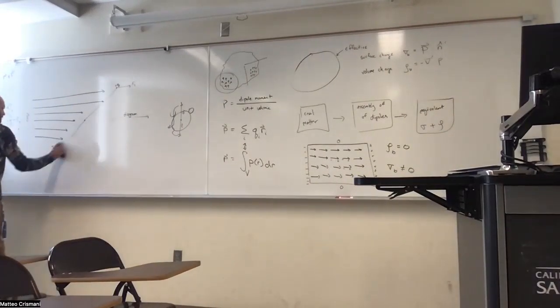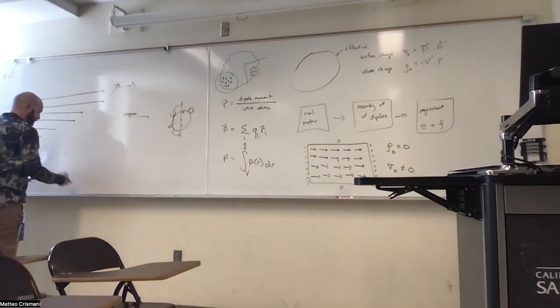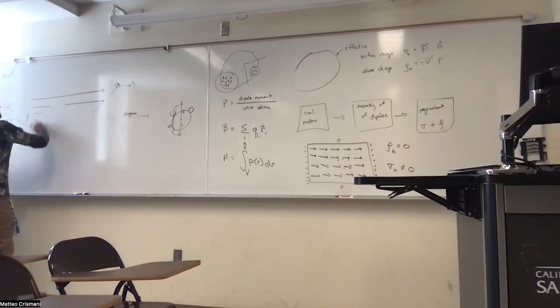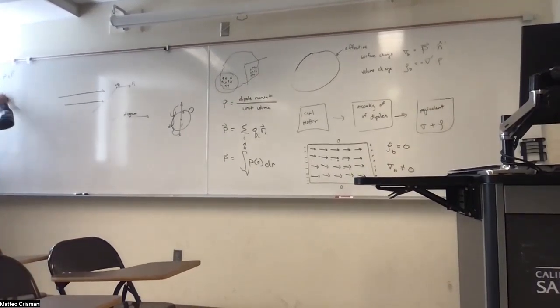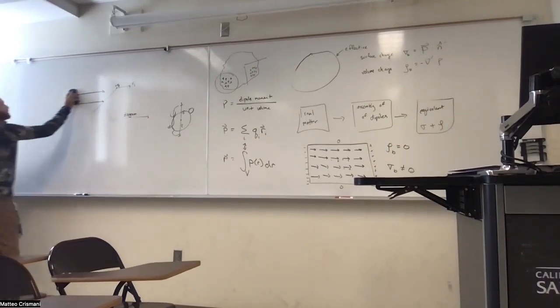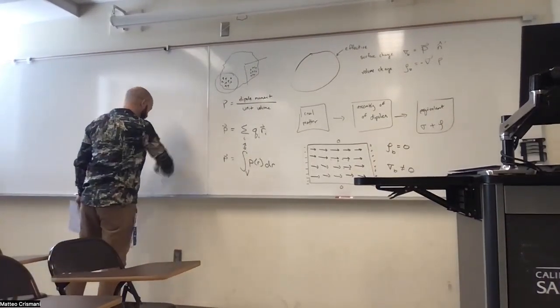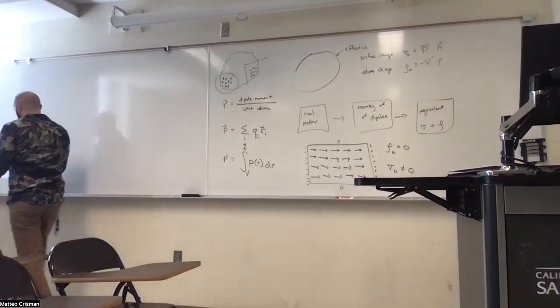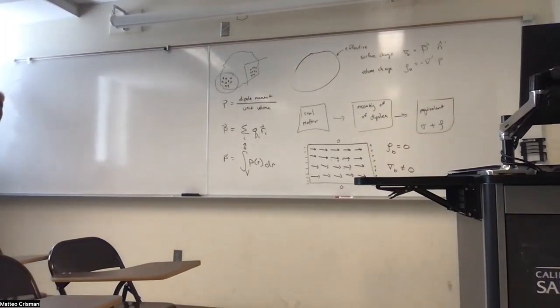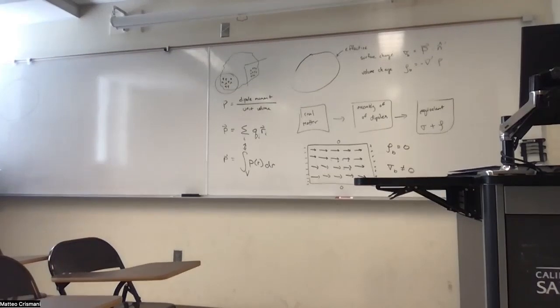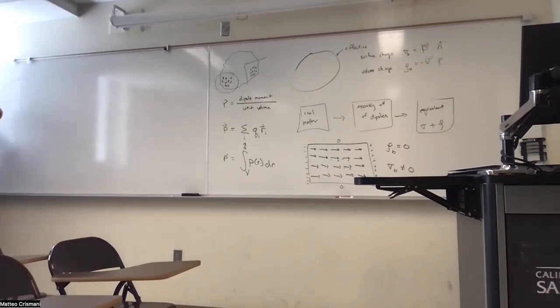All right. Let's look at one more example. What if you have a sphere and you have non-uniform polarization inside of the material? Again, these are not the E vectors, these are the polarization vectors.